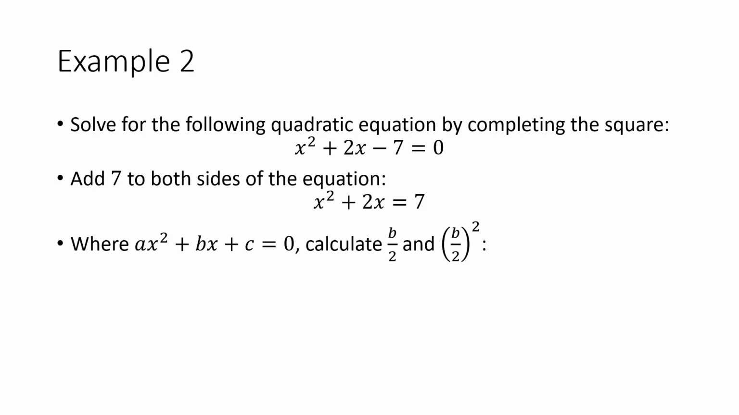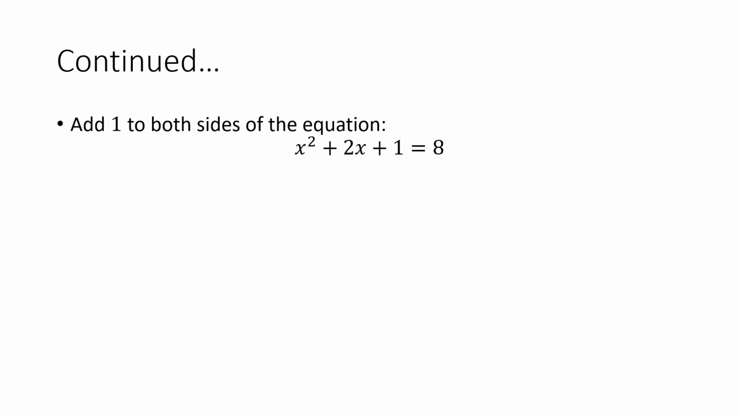b divided by 2 is 2 divided by 2, which is 1, and 1 squared is 1. Moving on, add 1 to both sides of the equation, so it's x squared plus 2x plus 1, which equals 7 plus 1, 8. And then let's factor the left side of the equation using b divided by 2.